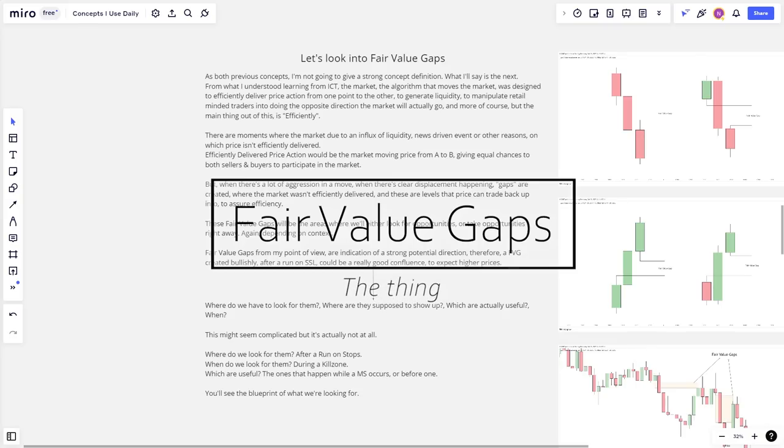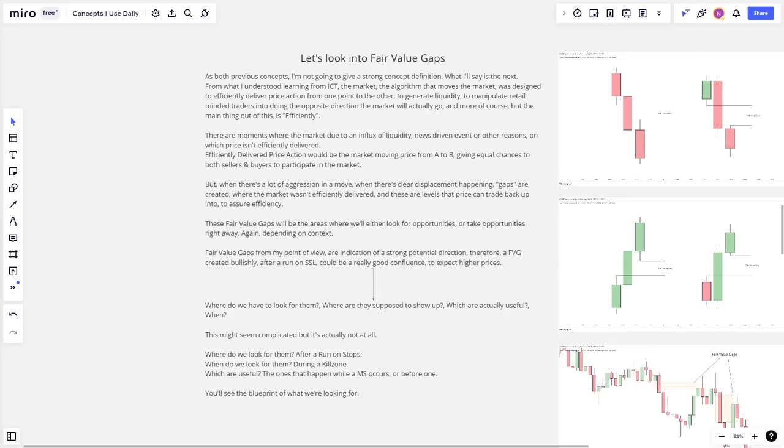Now we're going to jump onto fair value gaps. And as with both previous concepts, I'm not going to give a strong definition. So what I'll say is the next. From what I understood learning from ICT, the market algorithm really, that moves the market, was designed to efficiently deliver price action from one point to the other, to generate liquidity, to manipulate retail-minded traders into doing the opposite direction the market will actually go, and of course, more than that. But the main thing out of this is efficiency.